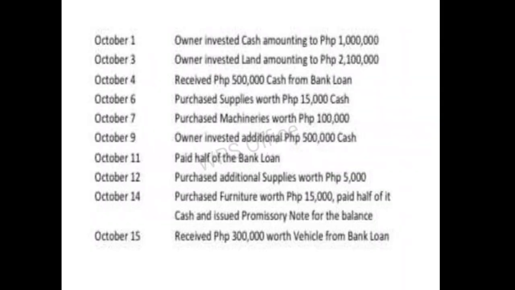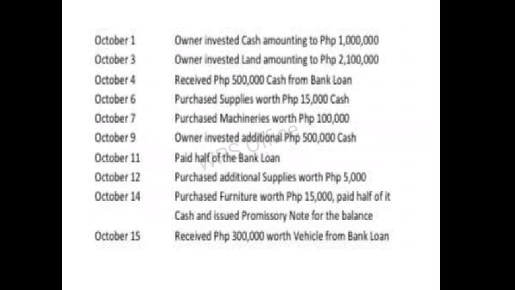So to begin with, I am going to tackle the recorded transactions of the PDL company from October 1 to 31. On October 1, the owner invested cash amounting to 1 million pesos. October 3, the owner invested land amounting to 2,100,000 pesos. On October 4, the owner received 500,000 cash from a bank loan. And October 6, the owner purchased supplies worth 15,000 cash.